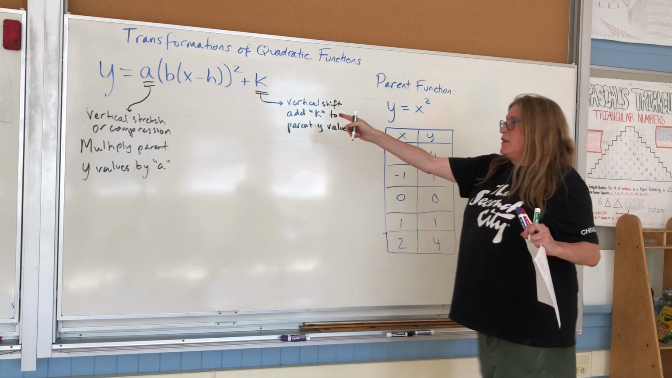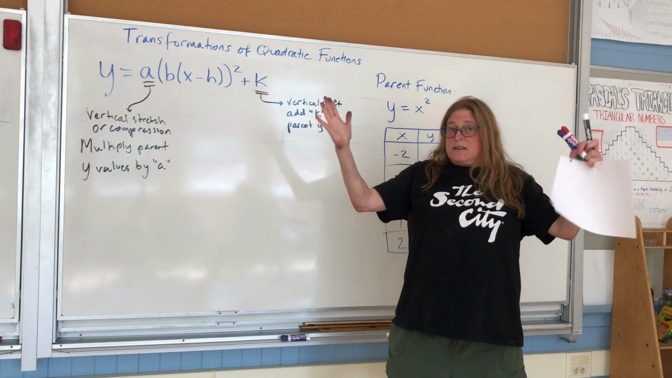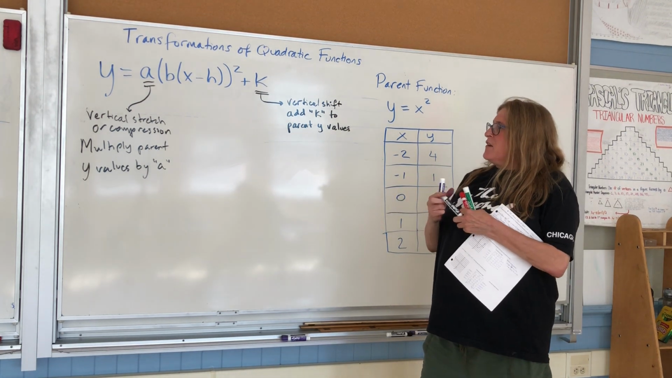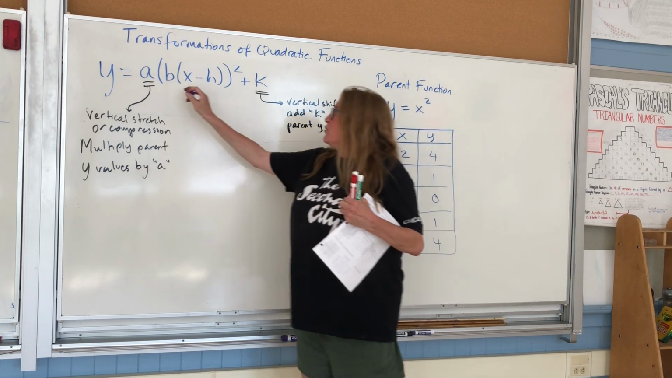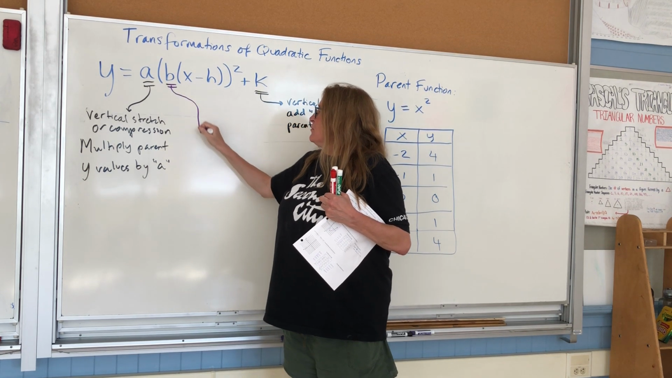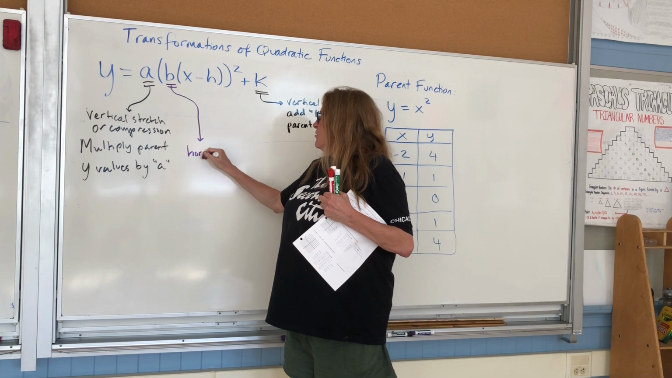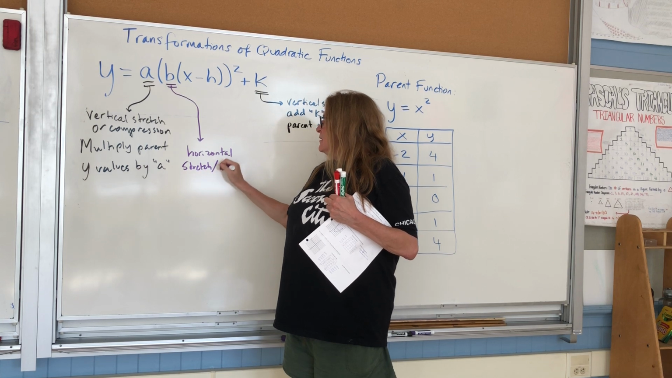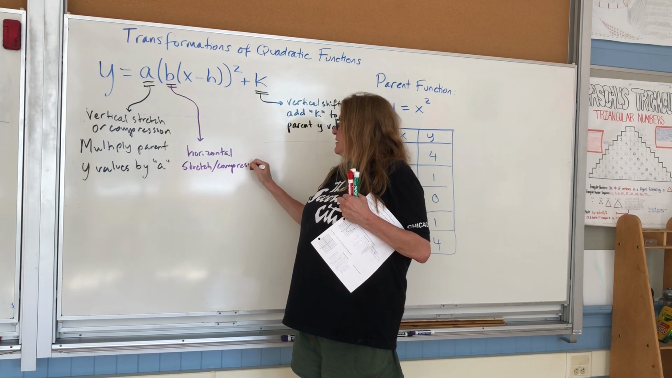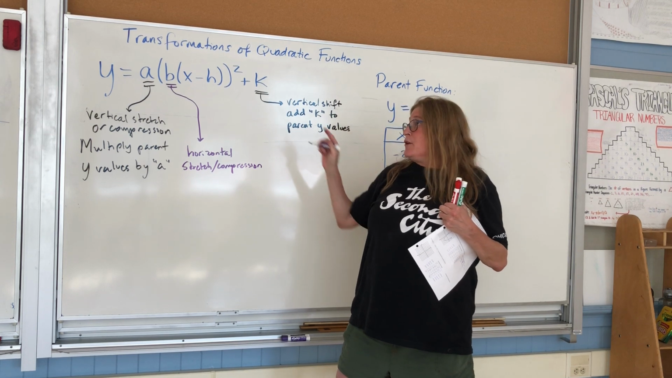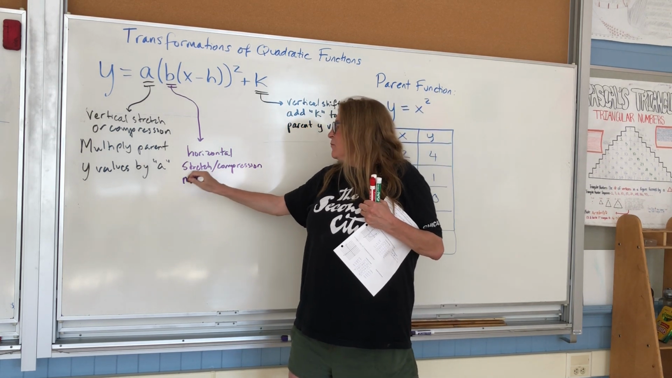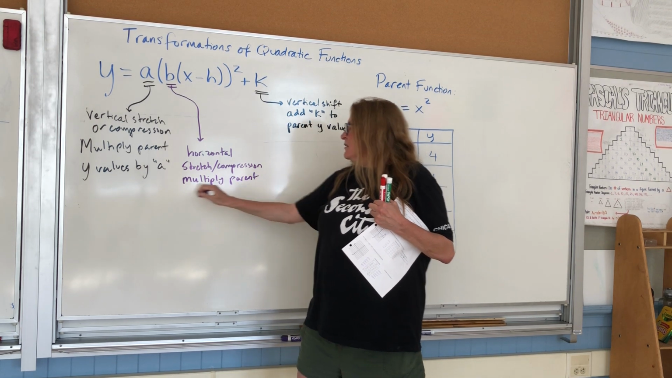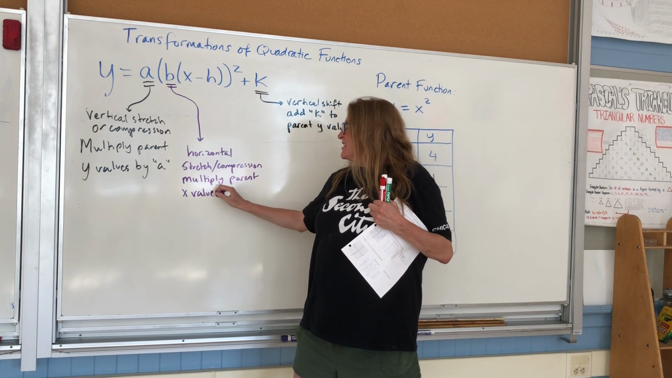So notice both the A and the K, which are outside the function, not in there with the X, affect the Y value. So what affects the X value? Well, the B and the H. So the B, if you remember, is a little strange. This is horizontal stretch or compression. And what it does is it's going to multiply. Remember, inside the function affects x. It's going to multiply the parent x values by the reciprocal of b.